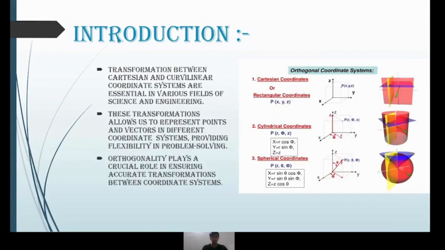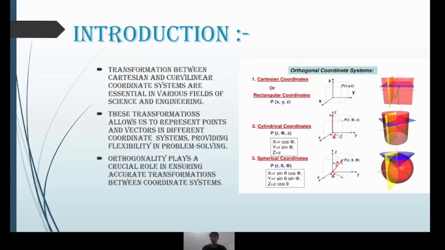Introduction. Transformation between Cartesian and Curvilinear coordinate systems are essential in various fields of science and engineering. These transformations allow us to represent points and vectors in different coordinate systems, providing flexibility in problem solving. Orthogonality plays a crucial role in ensuring accurate transformations between coordinate systems.